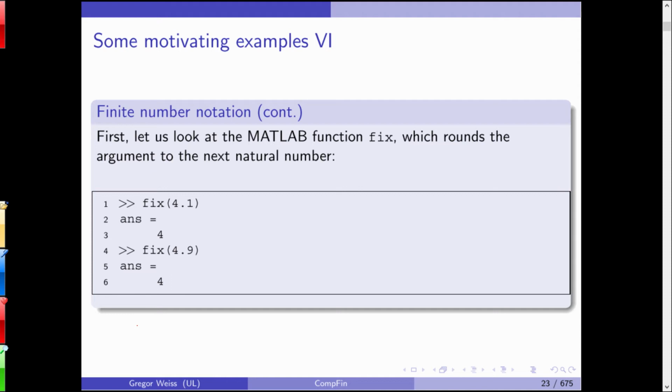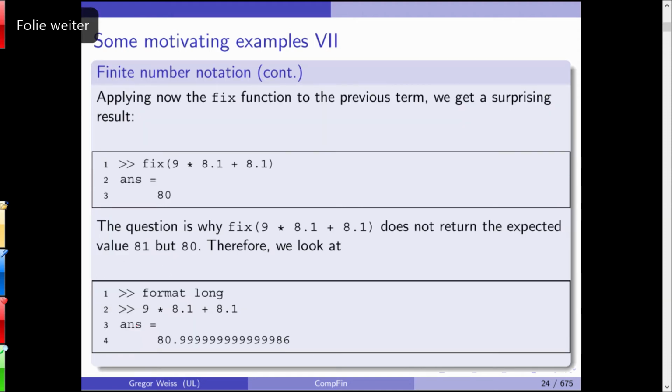To round a number, we can use the function fix. It rounds the argument to the next natural number. And in this case, for example, if we fix 4.1, it gives 4. If we fix 4.9, it also goes down to 4. And let's fix this small computation, 9 times 8.1 plus 8.1, and the answer is 80 if we fix it. So what happens? Obviously, there seems to be something going wrong.